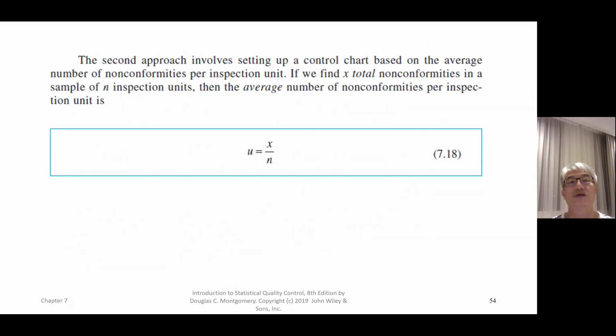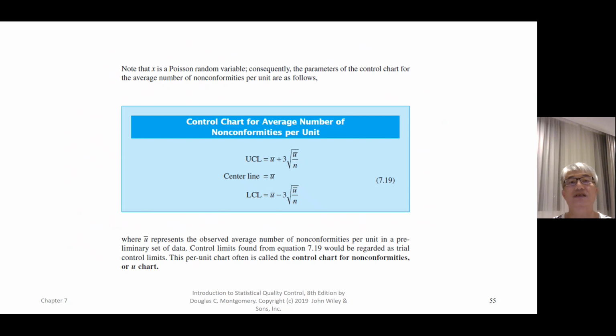The second approach involves setting up a control chart based upon the average number of nonconformities per inspection unit. If we find x total nonconformities in a single sample of n inspection units, then the average number of nonconformities per inspection unit can be found through equation 7.18. Note that x is a Poisson random variable. Consequently, the parameters of the control chart for the average number of nonconformities per unit are given in equation 7.19: mu bar plus or minus 3 times the square root of mu bar divided by n.